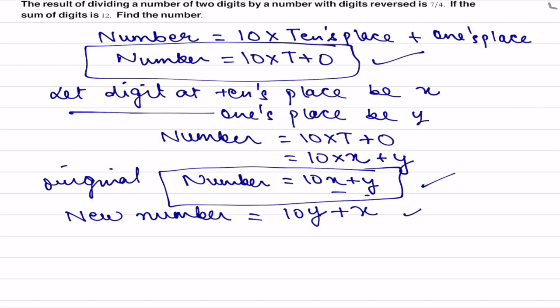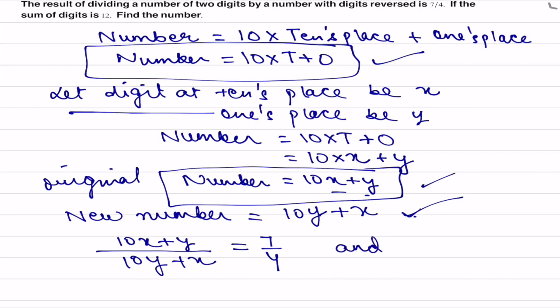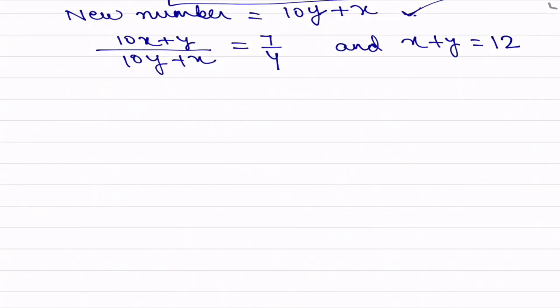So they said when we divide the original number 10x plus y with the number, by which number? The number whose digits are reversed. So what is that number? 10y plus x. Then this is equals to 7 by 4. And our second condition is the sum of the digits. What are the digits? X and y. So x plus y is equals to 12. These are the two equations that we need to solve now.